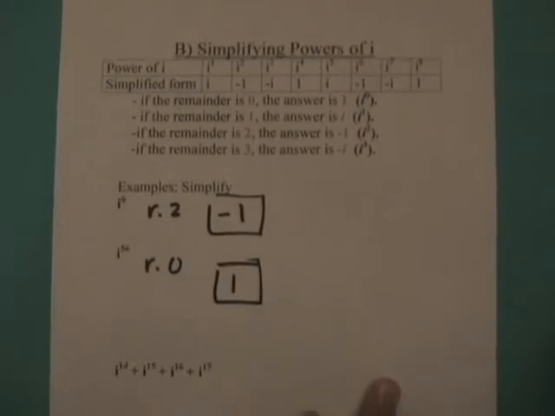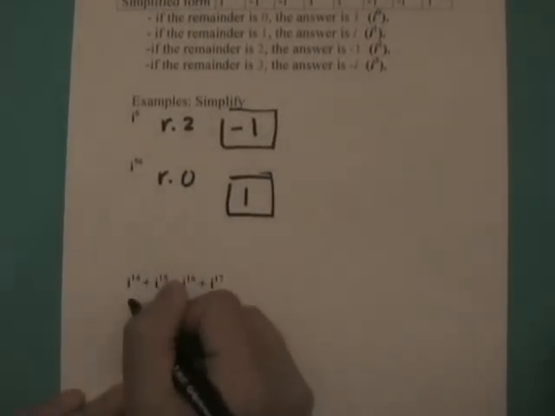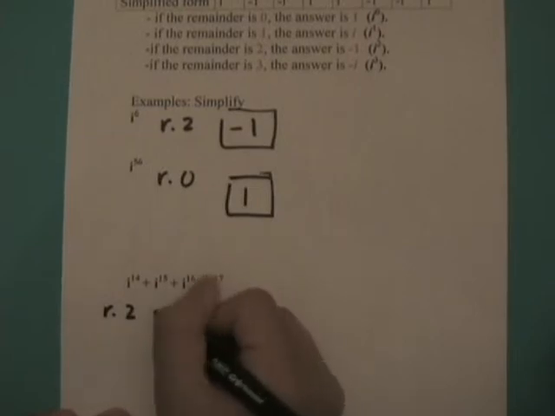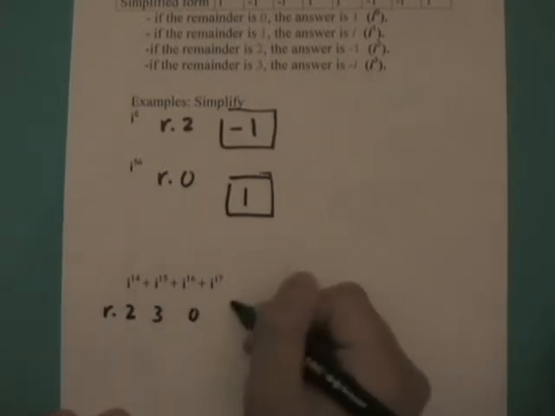So let's move on to a larger equation. Let's first just divide each exponent by 4. So 14 divided by 4, the remainder would just be 2. 15, the remainder would be 3. 16, the remainder would be 0. 17, the remainder would be 1.